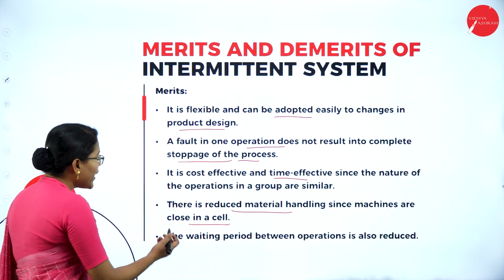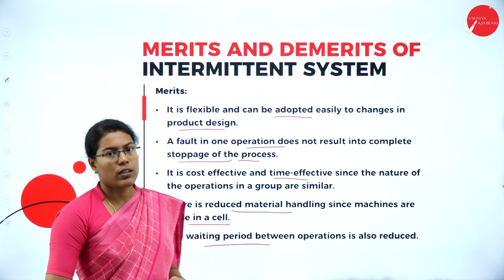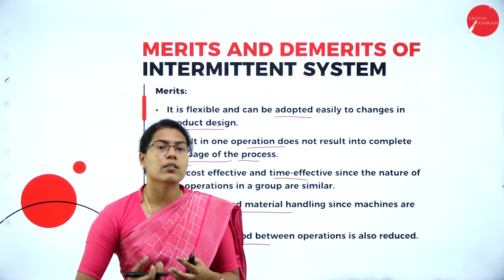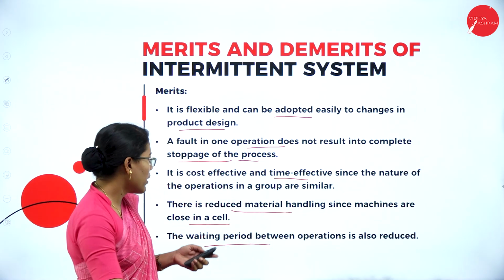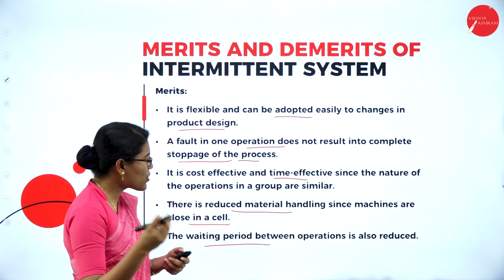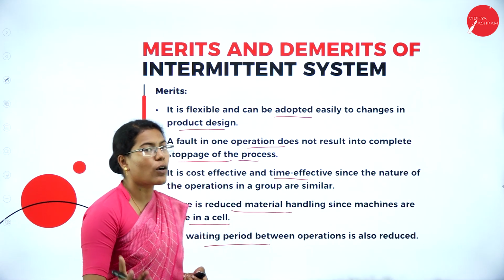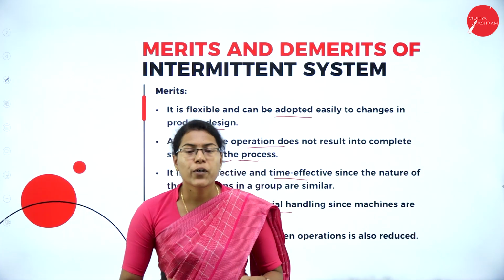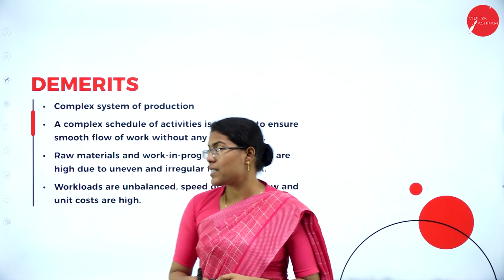So then the waiting period between the operations is also reduced. So as and when the demand is received, you can go for production of goods and services, and you can just render them to the customers. So there is no waiting period, as the number of operations is not so standardized and it is not done continuously. Moving on to the demerits of the intermittent production system.